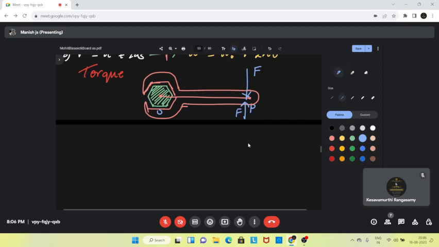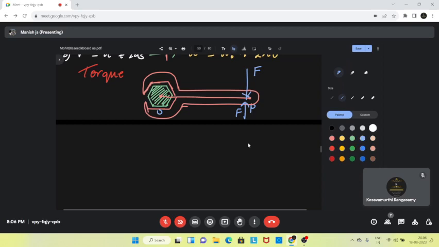Clockwise rotation is used to tighten and anti-clockwise rotation is used to loosen the nut. Obviously நமக்கு வந்து தெரியும் இல்ல, tap open பண்ற அதே ஒரு மெக்கானிசம் தான் இங்கேயும். So when you're doing clockwise rotation it will tighten, same way anti-clockwise rotation it is going to loosen.